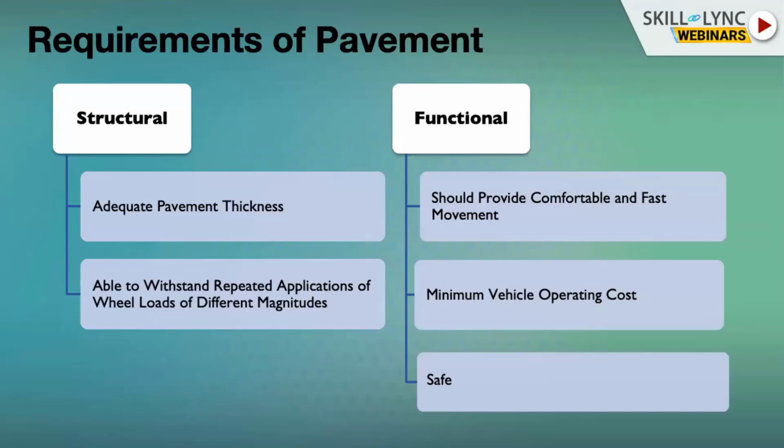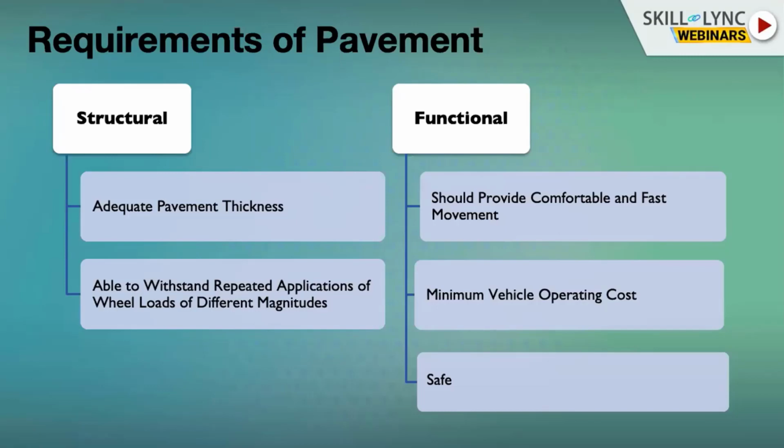So I want my pavement to be comfortable. When I'm going from point A to point B, I want my journey to be comfortable. I want a smooth journey. So this is the functional requirement. I want to go as fast as possible, and when I'm saying fast, I don't want to compromise my safety, right? So I want to go as fast as possible from point A to point B, and at the same time it should be comfortable. This is one of my functional requirements.